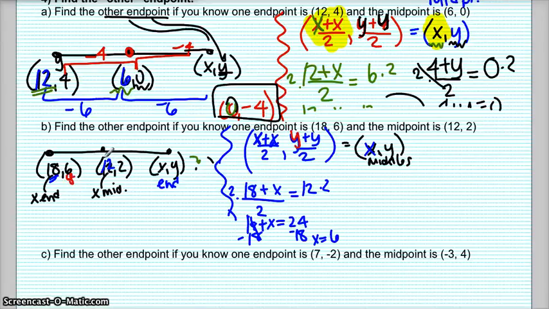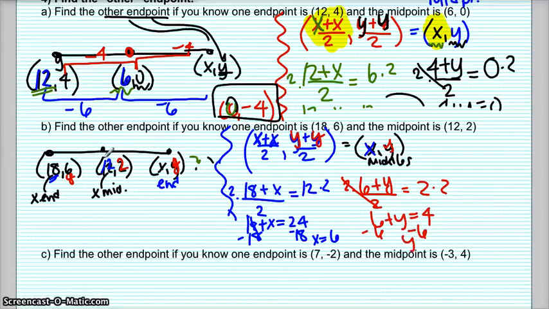The y value here is your endpoint. The other y is your other endpoint that you're trying to define. If you add up your endpoints and divide by 2, it's going to give you the y in the middle. Now you have an equation that you can solve. 6 plus y equals 4, minus 6, minus 6, y equals -2. So we should have 6, -2 for the other endpoint, which is what I got using the other method.